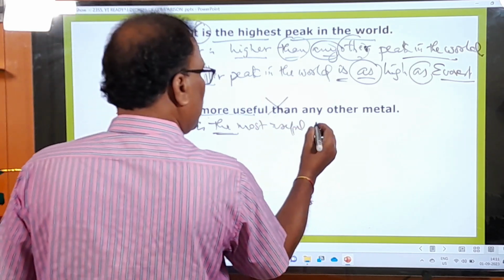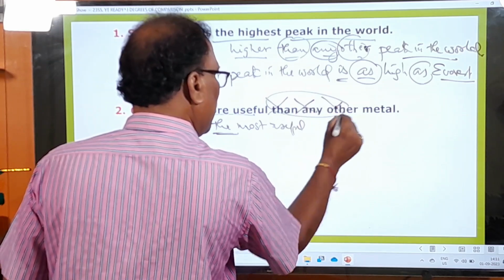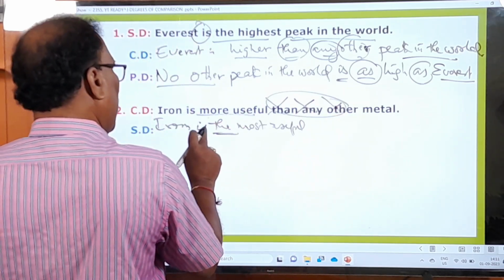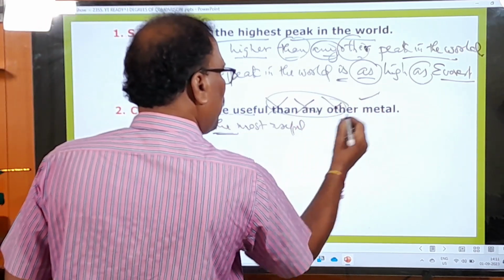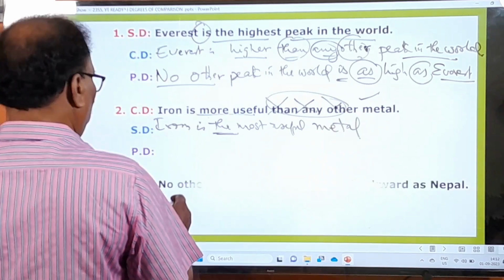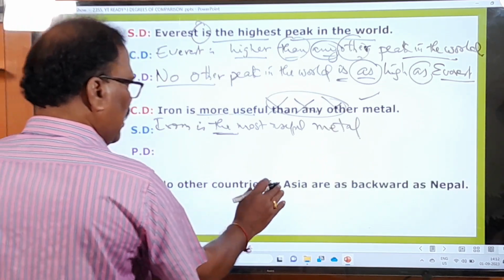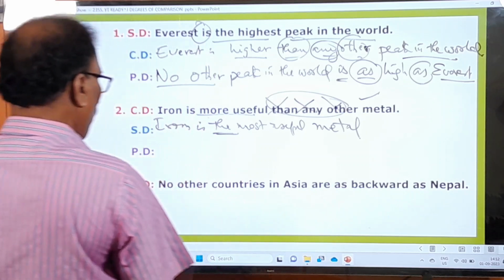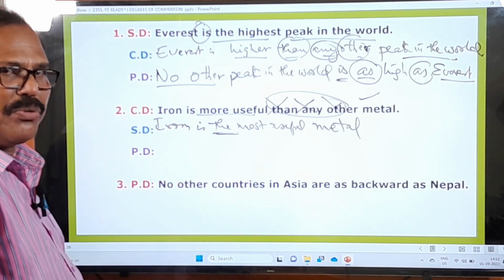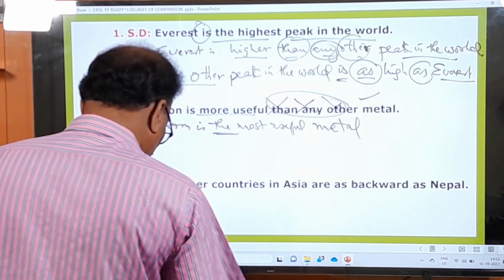Then "than any other" should be dropped. So iron is the most useful. What is the remaining part of the sentence? Metal. That must be written here. This you can do. And no other countries in Asia are as backward as Nepal. Please do it. This is for you. Please do it yourself. And now let me go to the next one.